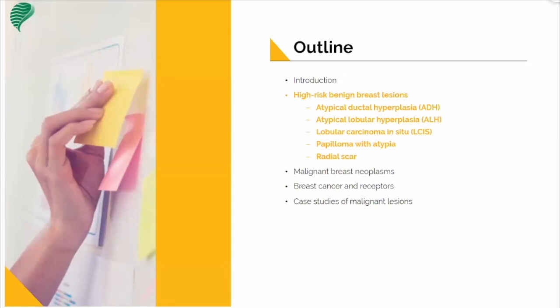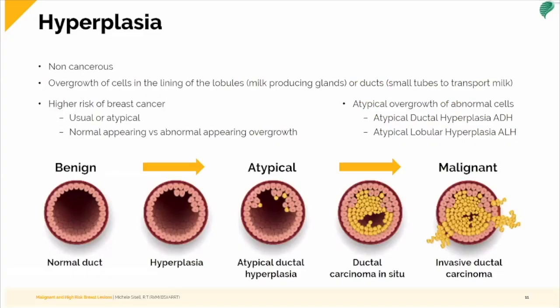Next, we're going to talk about high-risk breast lesions. We will talk about each one of these. The first two lesions are examples of hyperplasia. Hyperplasia is an overgrowth of the cells in the lining of the lobules, the milk-producing glands, or the ducts, the tubes that transport the milk. A diagnosis of hyperplasia is not a diagnosis of breast cancer. It's a diagnosis that increases the risk of breast cancer.